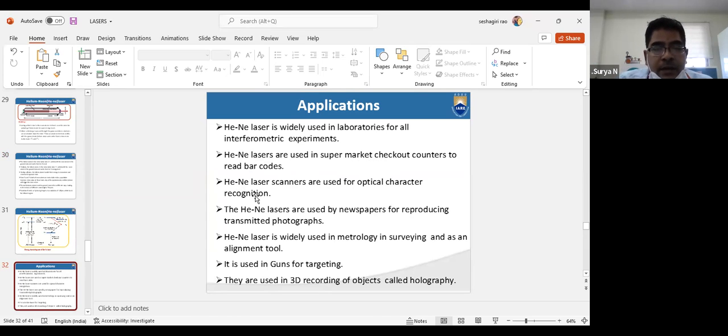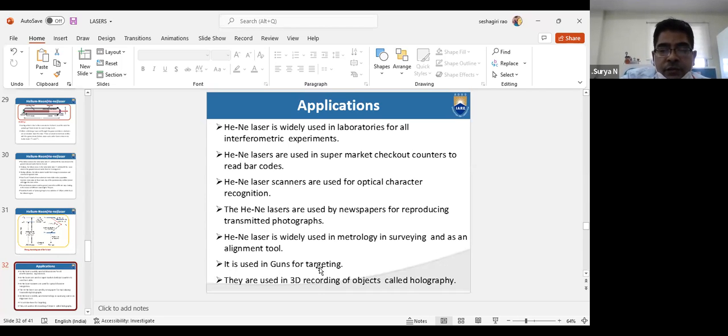Helium neon scanners are used for optical character recognition. Helium neon lasers are used by newspapers for reproducing transmitted photographs. Helium neon laser is also used for metrology in surveying and as an alignment tool.